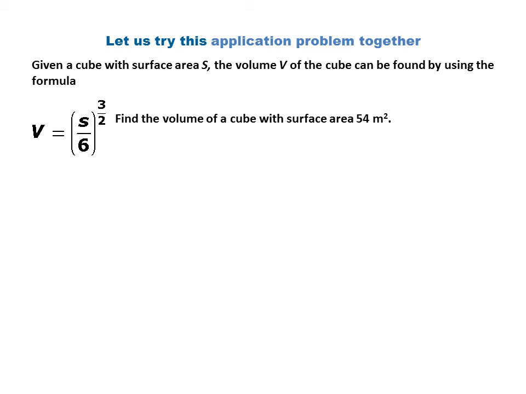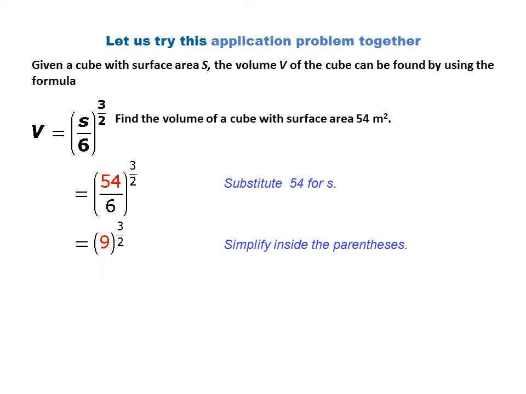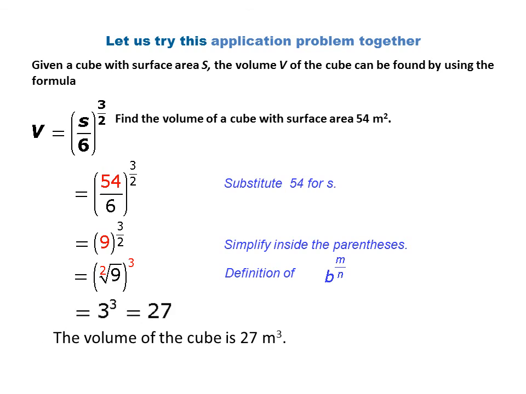Now, let's try this application together. Given a cube with a surface area of S, the volume V of the cube can be found by using the formula. Now, this is very straightforward. They gave us the formula itself. Find the volume of a cube with a surface area S of 54, right? So if I put, instead of S, what? 54. So I'm asking myself, what is 54 divided by 6? Of course, that will give me 9. Now, the next thing I'm going to ask is, what's the square root of 9 cubed? The square root of 9 is 3. Cubed means 27. Got it?